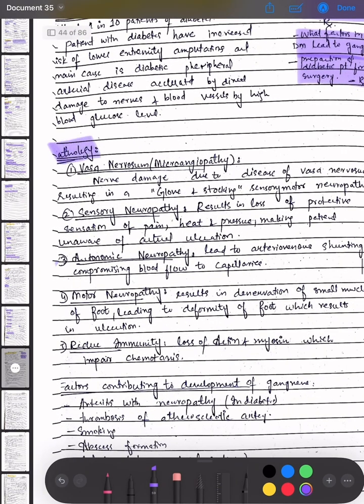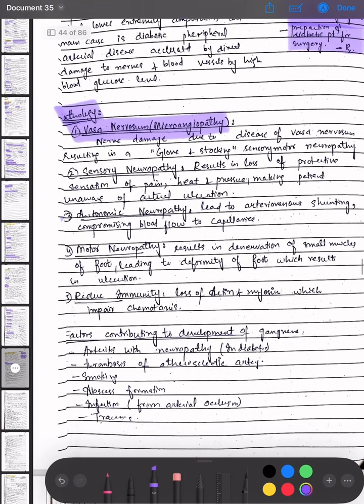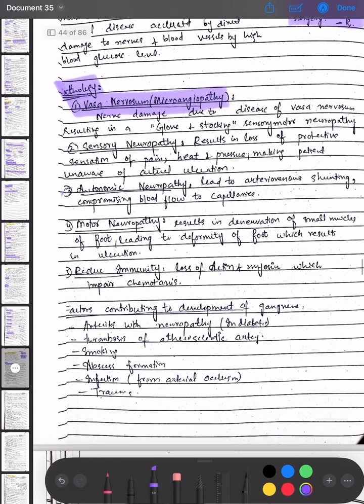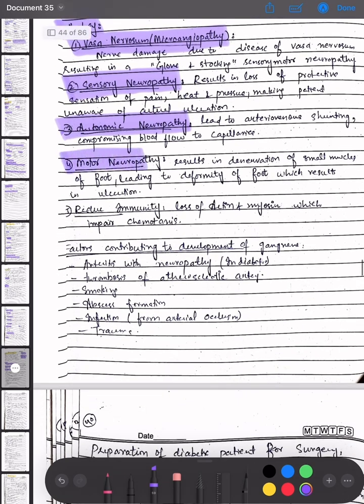In pathology, we have vasa nervosum microangiopathy, that is nerve damage due to disease of the vasa nervosum, resulting in glove and stocking sensory motor neuropathy. Then sensory neuropathy occurs, resulting in loss of protective sensation of pain, heat, and pressure, making the patient unaware of actual ulceration. Then autonomic neuropathy occurs, leading to arteriovenous shunting, compromising blood flow to the capillaries. Then motor neuropathy occurs, which results in denervation of small muscles of the foot, leading to deformity of the foot, which results in ulceration. And then reduced immunity occurs, which leads to loss of actin and myosin, which impairs chemotaxis.